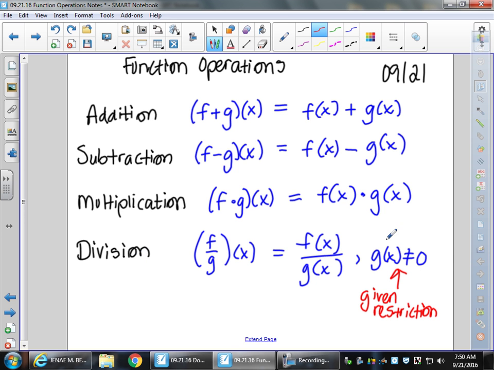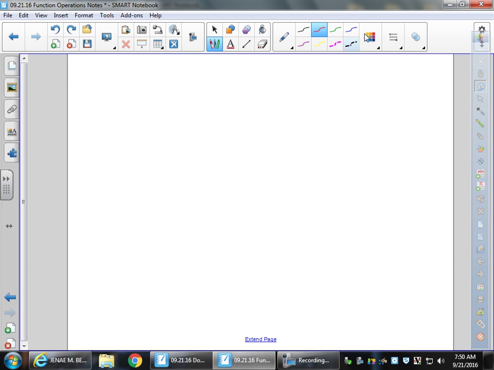Why do we have to have this restriction? Right, and what did we establish we can't divide by? Zero. Why is that? That's part of our definition. We ready to go? Okay. If you're missing just this last one, look on with a neighbor, okay? Grab that last one. Let's practice.